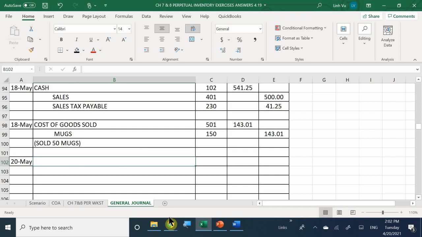Accounts receivable? Okay, that's for a customer. No, let me look at my accounts. Mugs purchase. So inventory is considered an asset, right? Are we increasing our assets? Yes. Okay, so here we're increasing our inventory item, which is your mugs.